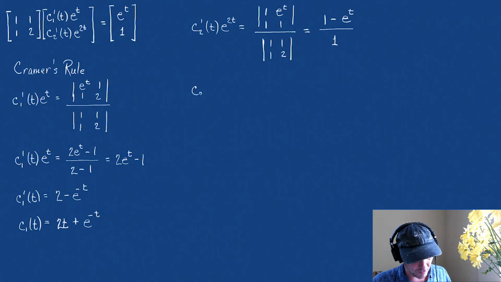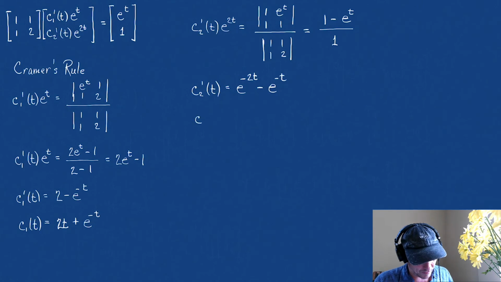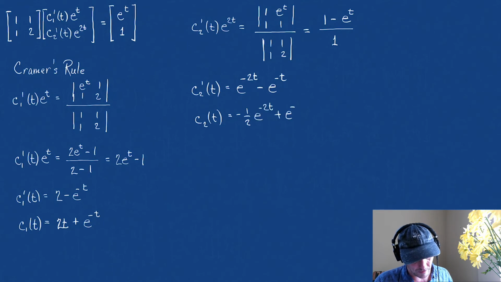So now c2 prime of t is equal to, multiplying both sides by e to the minus 2t, e to the minus 2t minus e to the minus t. So we could say that c2 of t is going to be minus 1/2 e to the minus 2t plus e to the minus t. And there we go.